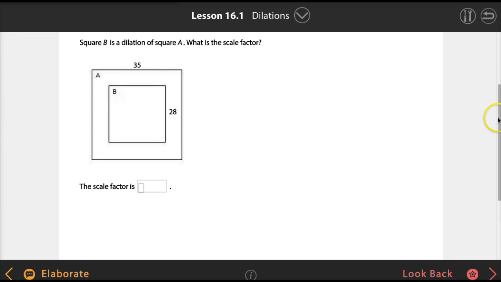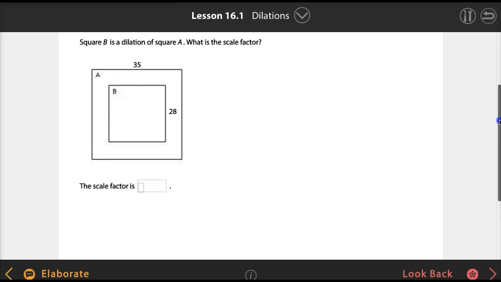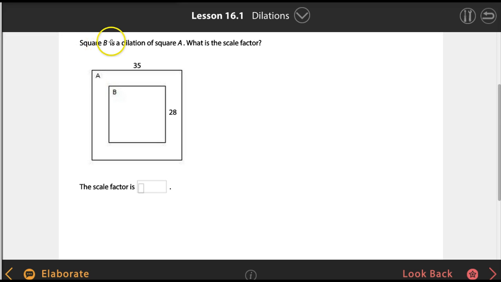Okay, so now we're moving on to section 16.1. And in 16.1, we have question numbers 5 and 16. So here's question number 5. It says square B is a dilation of square A.